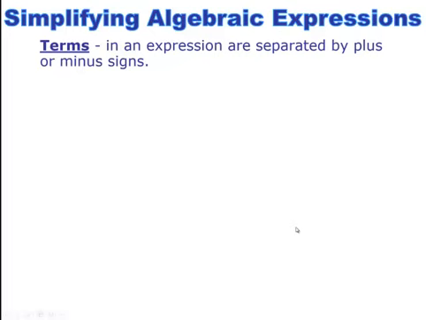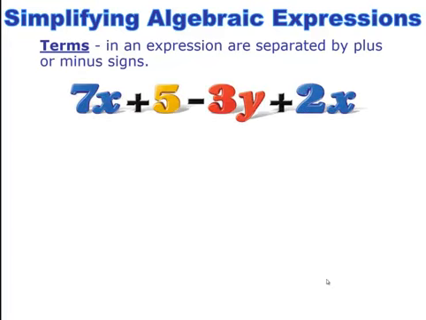Simplifying algebraic expressions. We're going to start with some definitions. Terms in an expression are separated by a plus or minus sign. So in this example here, we see four separate terms. We have 7x, we have a positive 5 or plus 5, we have a negative 3y or minus 3y, and we have a plus 2x or a positive 2x.